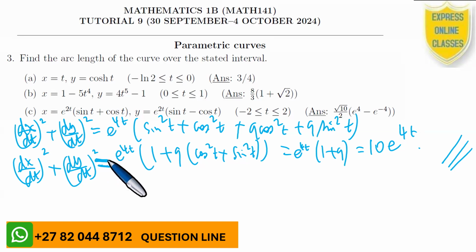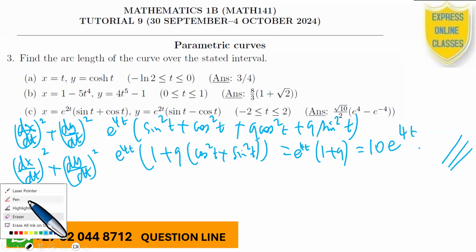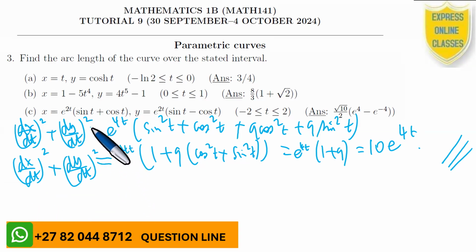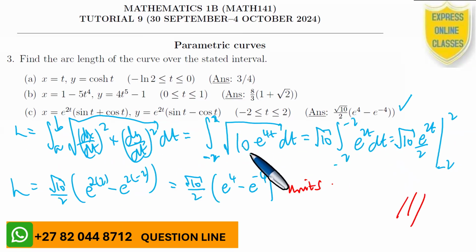So this is what we have. So if that is the case, we have 10 e to the 4t. Now you have the square root of 10, then the e to the 4t. You take the square root of that, which is e to the 2t. And then the integral of that is e to the 2t over 2, integrating from minus 2 to 2.